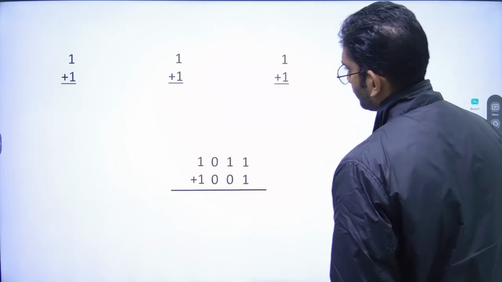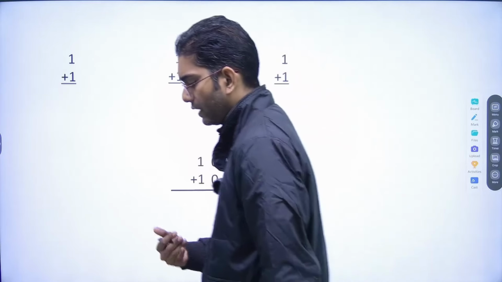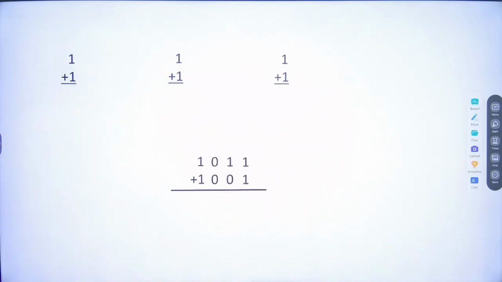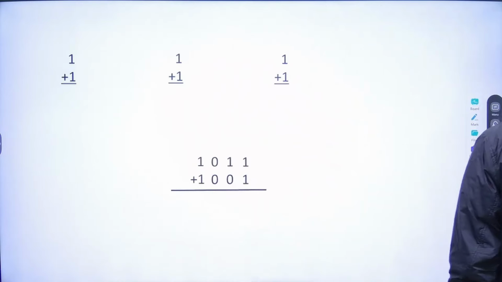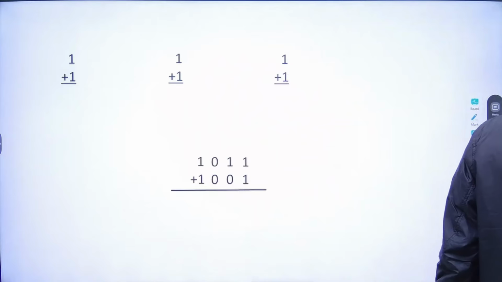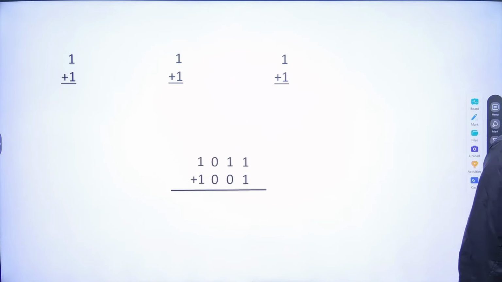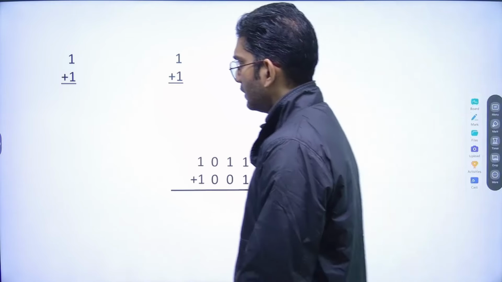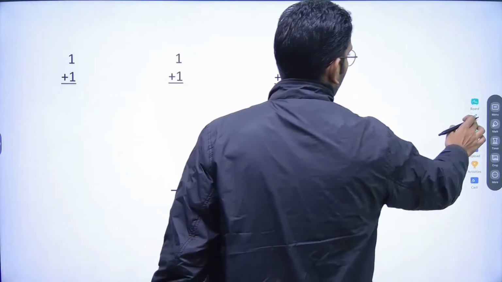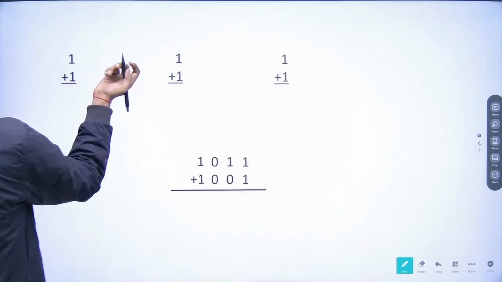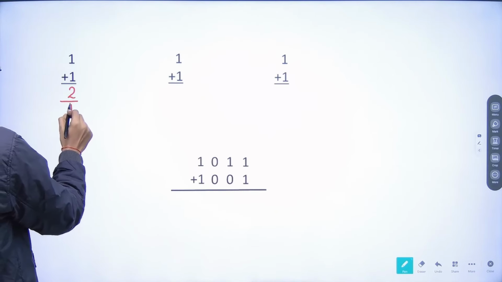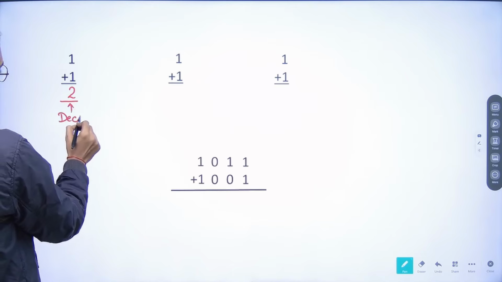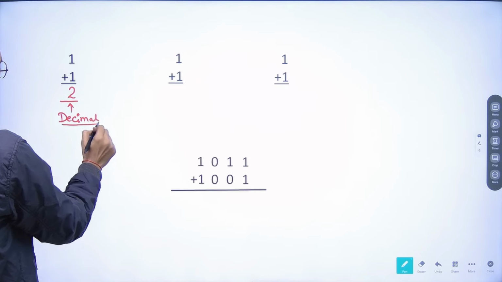Before we begin with the adder and the subtractor, I want to explain some basic things. Whenever two basic numbers are present, that is 1 and 1, if we do the addition, then 1 plus 1 will give us 2. This is in the decimal case.